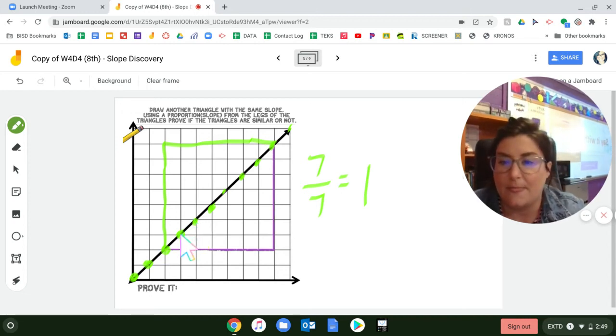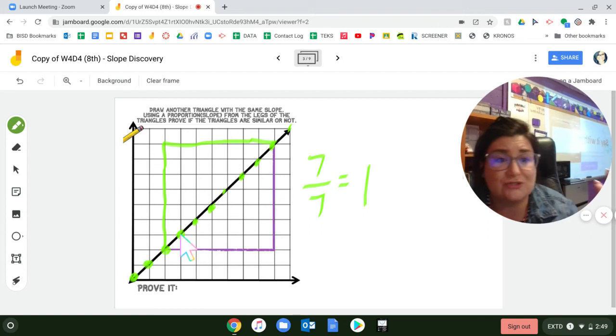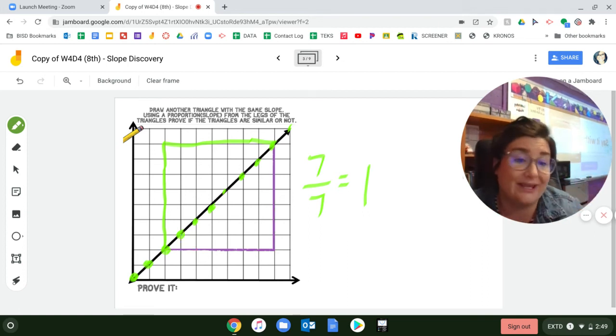Okay, so you can choose any. I want you to choose 3 more triangles on your own. So I want you to pause the video, find 3 more triangles that you can create, and write your ratios out here.